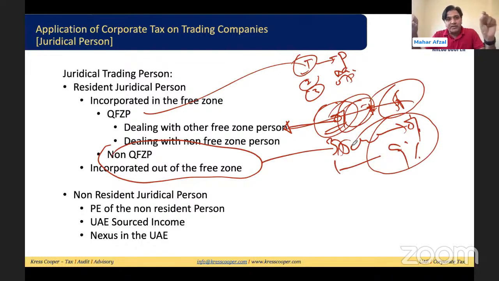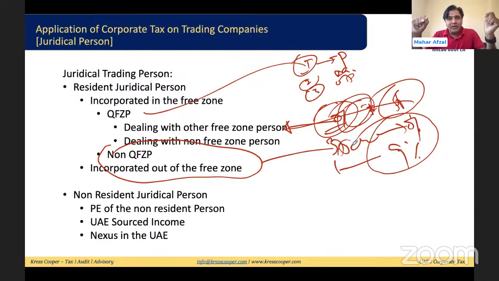Now, what is the difference between the resident juridical persons and the PE of the non-resident person? The difference is that for the resident juridical person, their worldwide income is taxable. I'm repeating: for the resident trading company, their worldwide income is taxable. And for the PE of the non-resident company, only income attributable to the PE is subject to tax; their worldwide income will not be subject to tax.